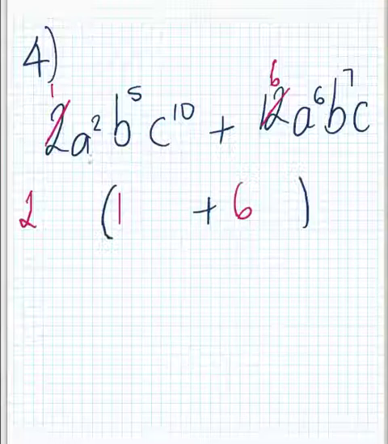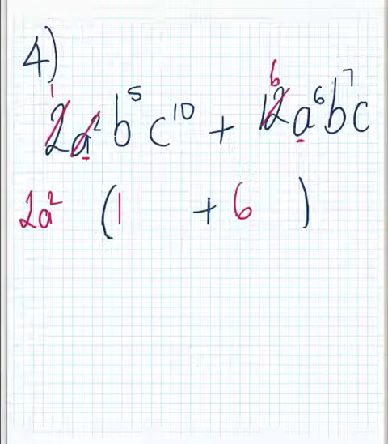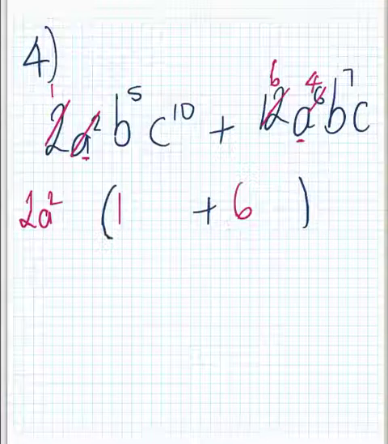Next, I've got 2 A's on this side and 6 A's on that side. I can take out my smallest amount, which is 2 A's. So A to the power of 2 is outside. It's gone from that side. And of course, 6 take away 2 is just 4, so I have A to the power of 4. And my A is taken care of.